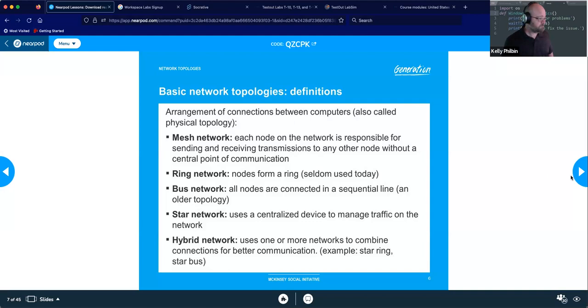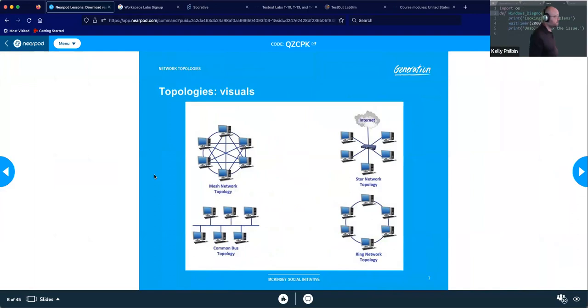And here's some pictures that are a little bit better than mine that kind of explain the topologies a little bit. We got our mesh network here where everything's connected to everything else. Our common bus, our ring technology, and then our star network. Any questions on this? Good screen to take a screenshot of just to kind of memorize the topologies a little better.